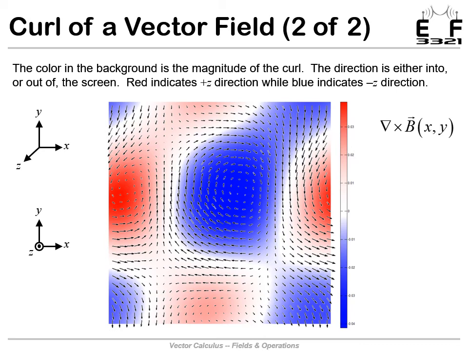So the curl is the tendency of a vector field to appear as if it's rotating about an axis. The magnitude of curl tells us the strength of that rotation, and the direction of curl is telling us the axis, the orientation of that axis about which the field is rotating.